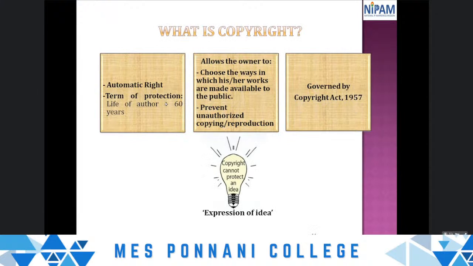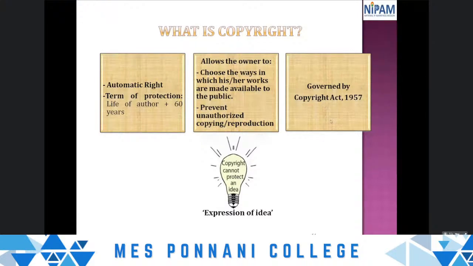So what is a copyright? A copyright is basically the legal right that is given to the creators of original literary, artistic, dramatic, musical and cinematographic works. It is an automatic right. Again, similar to trademark, here also the registration is not compulsory. It comes into existence as soon as the work is created. However, if you have a registration, then it will serve as the primary evidence in a court of law in case of any dispute. The term of protection is life of the author plus 60 years. So even after the death of the author, the copyright will be valid for another 60 years.